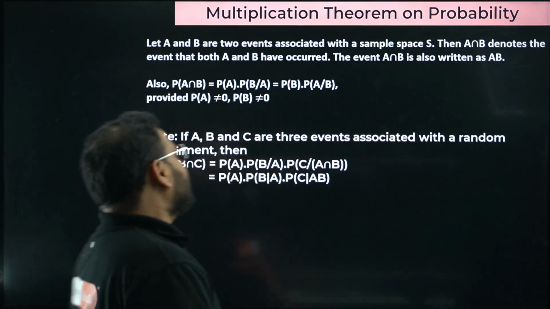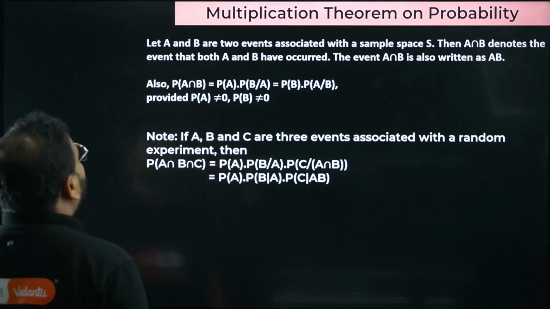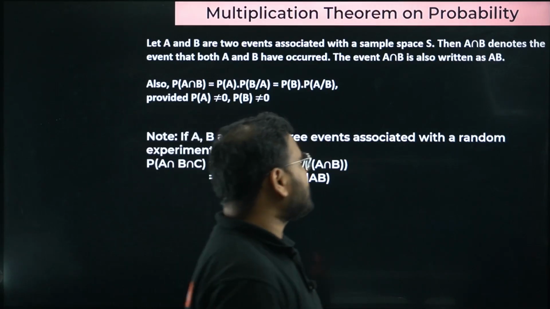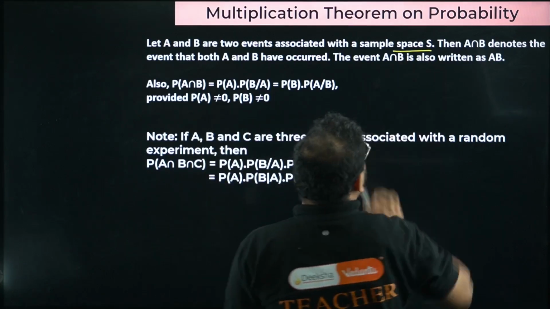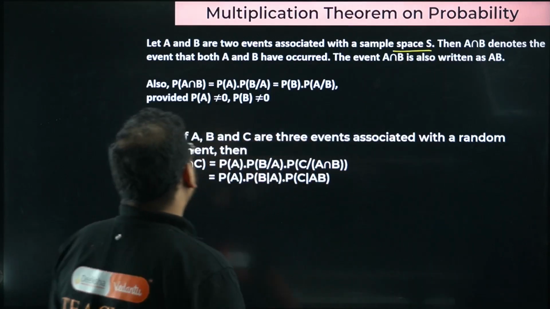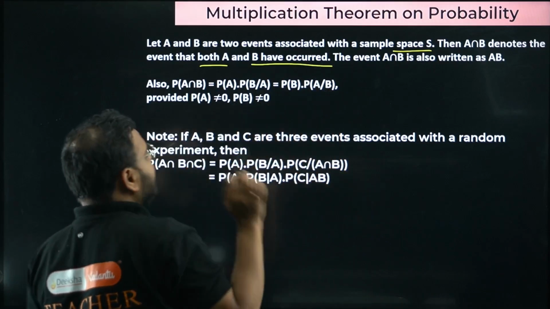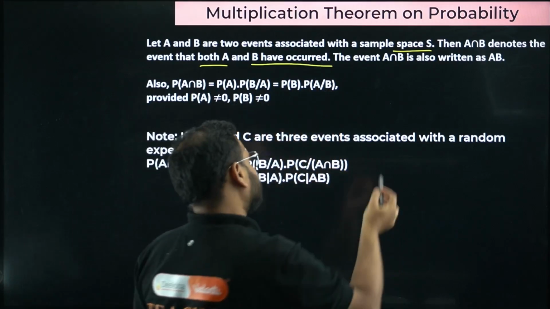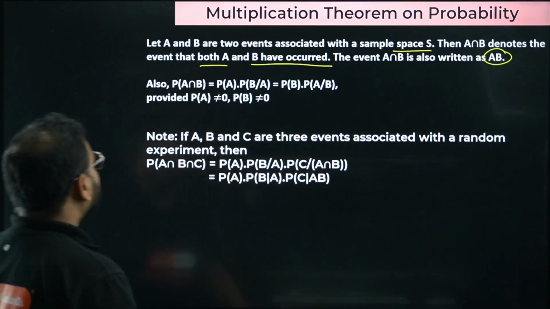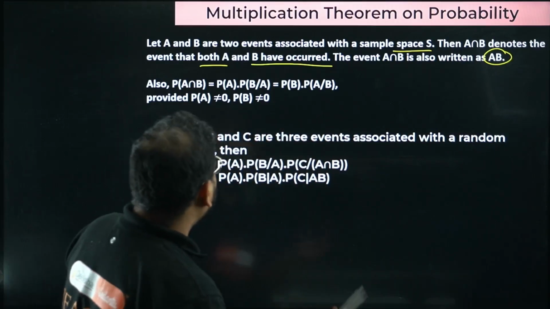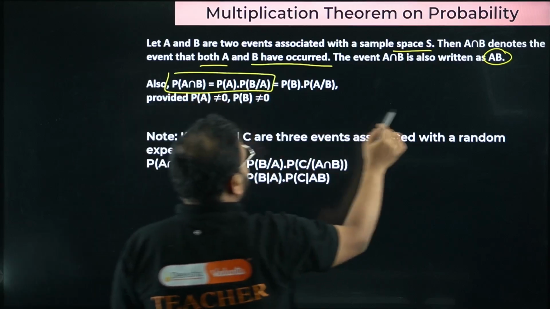Okay, so next is the multiplication theorem on probability. Let A and B be two events associated with sample space S. Again, it's defined very clearly. Then A intersection B denotes the event that both A and B have occurred. Event A intersection B is also written as AB.